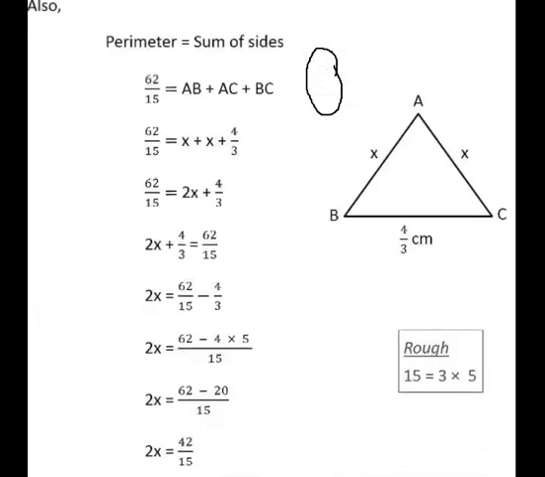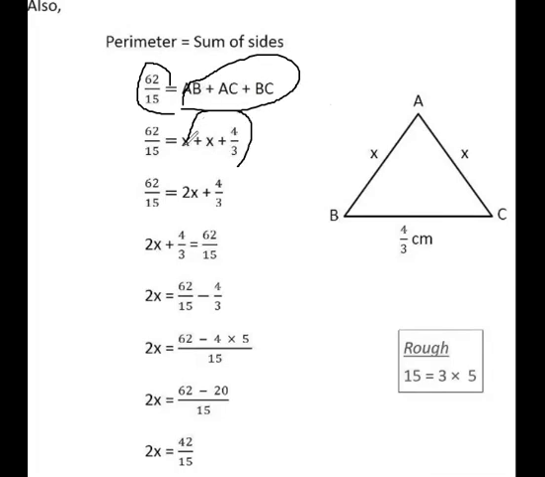Moving forward with 62 upon 15, you know the perimeter of an isosceles triangle. How do we find it? Either you could do it as 2x plus the last side, or you could simply add all the sides. Simply add means simply add the three sides AB plus AC plus BC. So the perimeter is 62 upon 15. We'll write it on LHS and this on RHS. Then we'll solve these. AB is x, AC is also x, and BC is 4 upon 3. We'll write it like this.